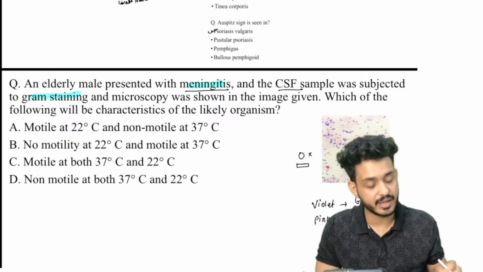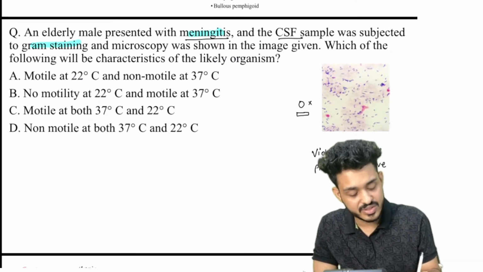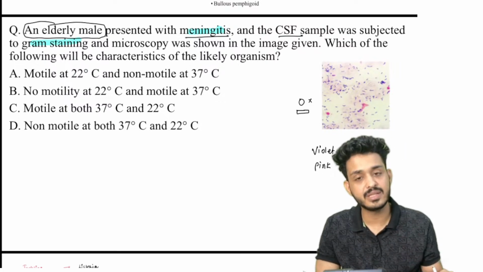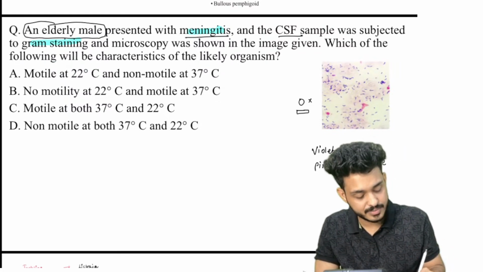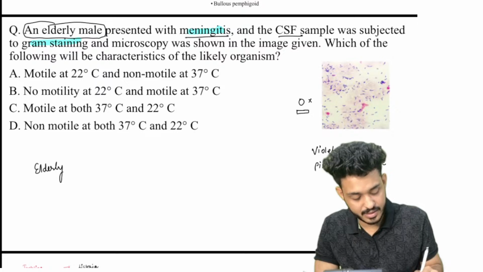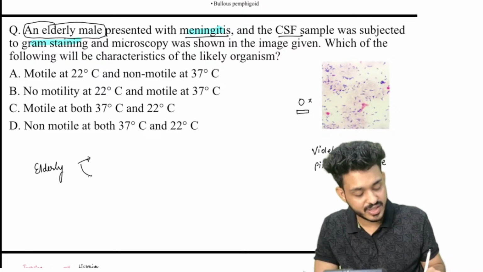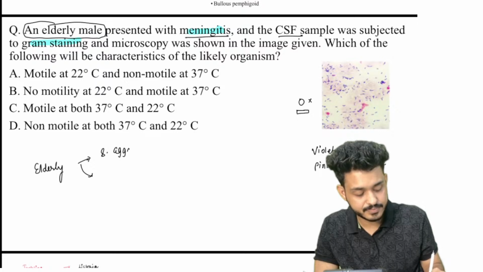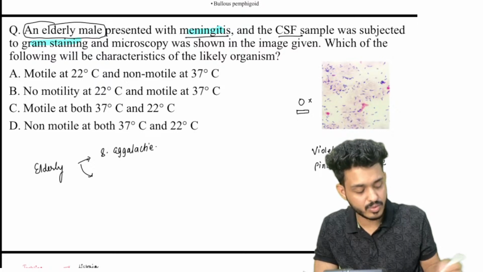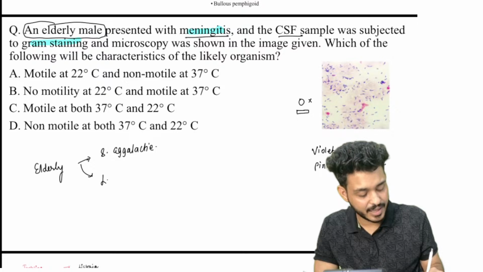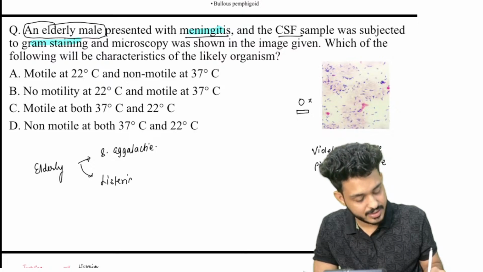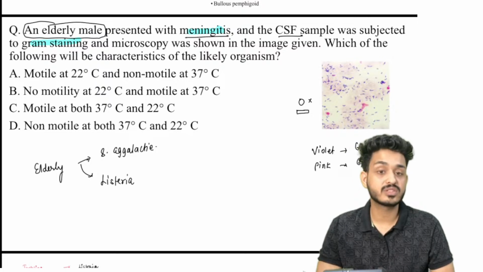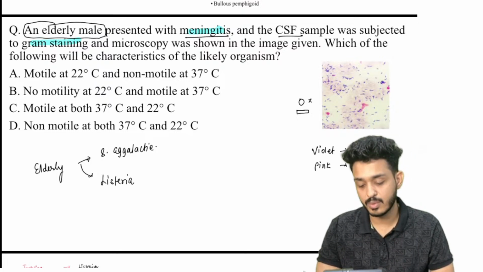Okay, you can identify. So there is an elderly patient. Look here, elderly patient, male patient. Two possibilities can be there in meningitis. Let me write it for you. An elderly patient can be having two possibilities. Either it can be Streptococcus agalactiae, or second, it can be Listeria.